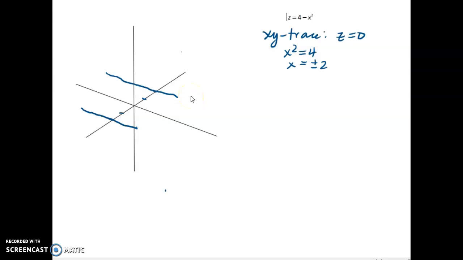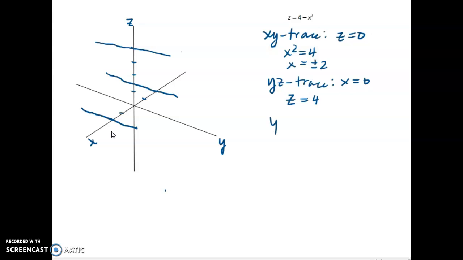Let's try the YZ trace. That's defined by x equals 0. That gives us z equals 4. So on the z-axis, I go up 1, 2, 3, 4. And I draw this line right here. So the line that I just drew is in the YZ plane, and the first two lines that I drew were in the XY plane.